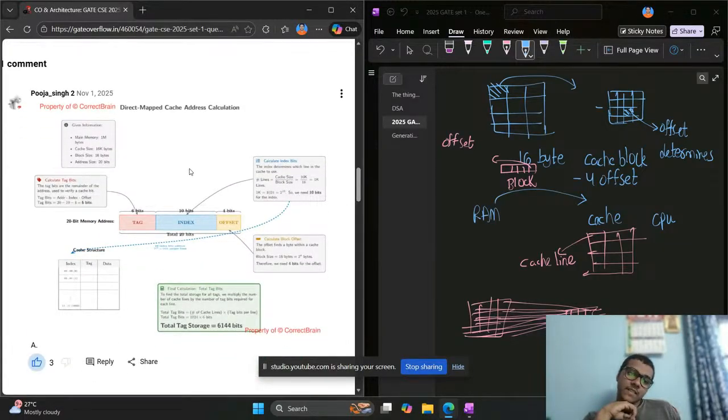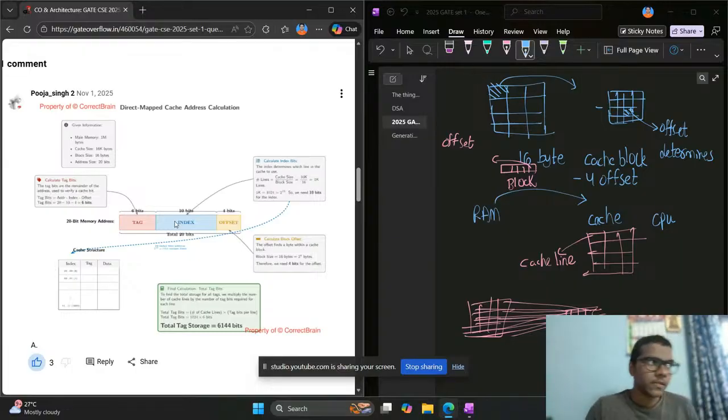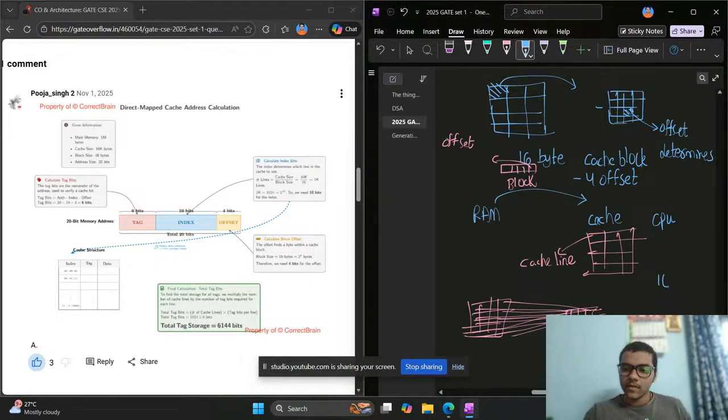Direct mapped cache index calculation. Okay, this is the index: which line in the cache to use? Cache size divided by block size, right? Let's say there is 16 MB for cache, obviously rough calculations, and one block takes 1 MB, then there will be 16 blocks to choose from. So that gives us the address of the cache block.